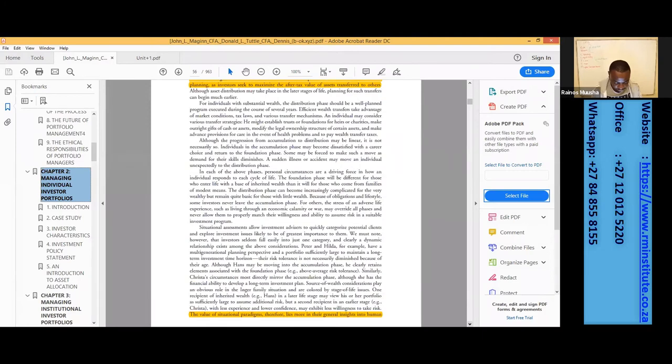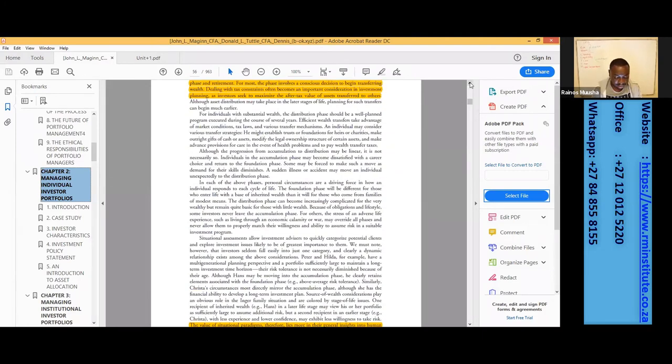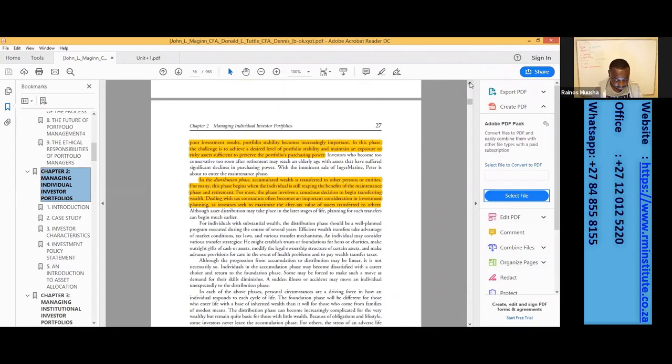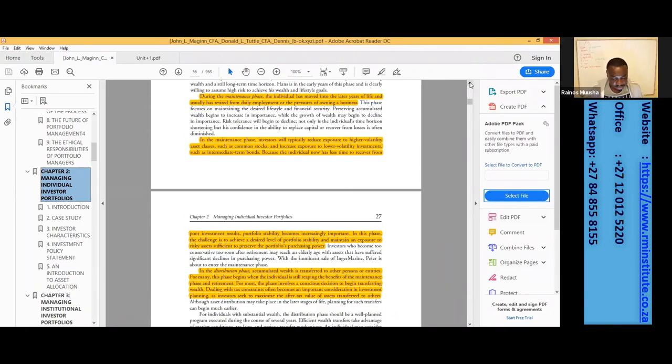So are there any questions when it comes to the different phases that are used to assess an individual when you look at situational profiling of the different investors as well? Are there any questions so far?